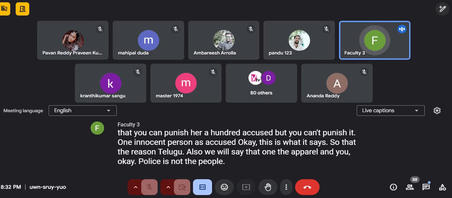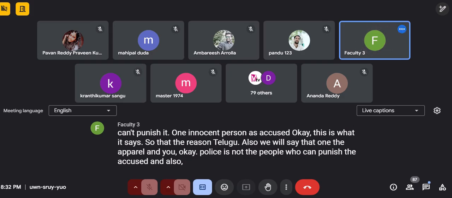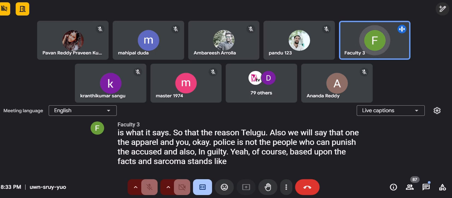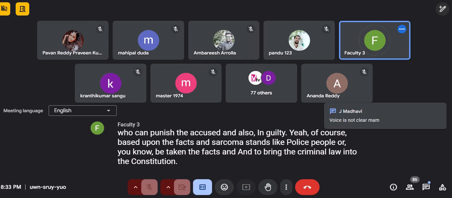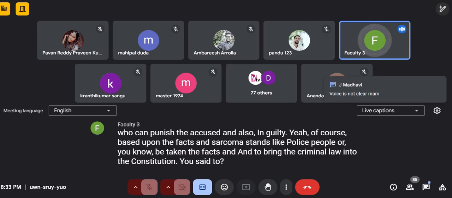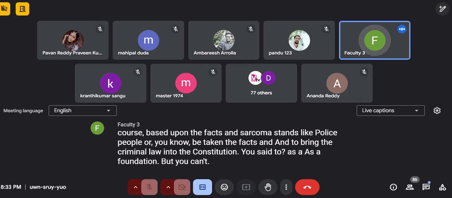The police are not the people who can punish the accused or declare him guilty. Yeah, of course, based upon the facts and circumstances, if he tells lies, the police will take the facts into account. Here you have to understand the principle and how to bring criminal law into the constitution. You study the constitution as principles, as a foundation. But you can't bring criminal law into the constitution.